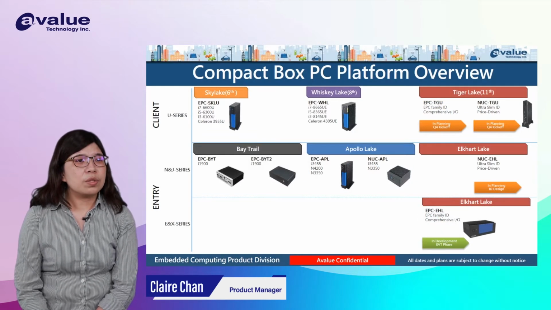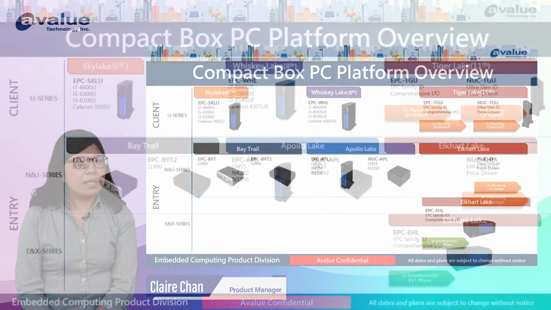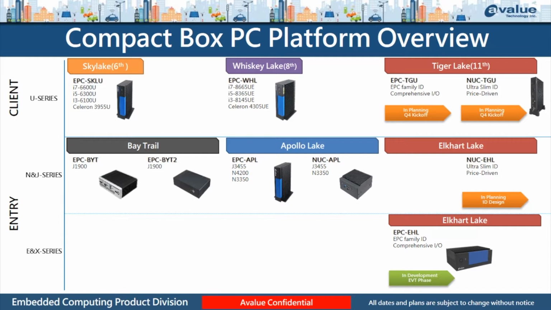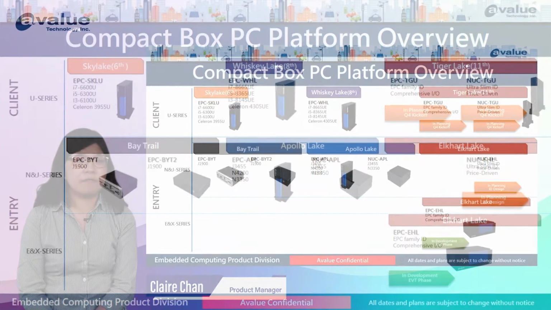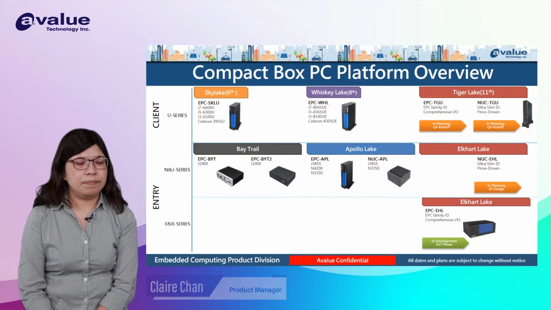Here, I would like to introduce the platform overview for compact box PC. As you can see, the EPC and NUC series are designed with a wide range of Intel family processors, from entry-level such as Bay Trail and Apollo Lake, to high-end Core such as Skylake and Whiskey Lake. The coming new platforms, Elkhart Lake and Tiger Lake, will also be developed in the near future. The next presentation will focus on EPC Skylake U and NUC APL with different case studies.